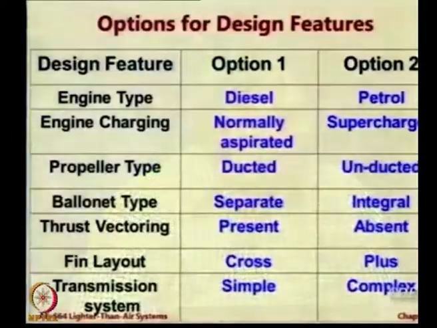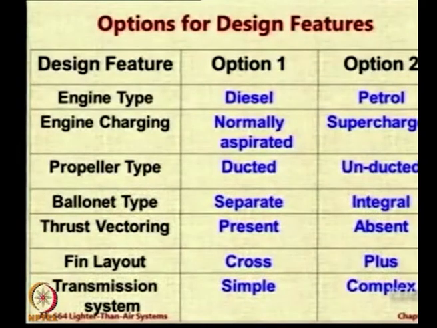The next important thing is what kind of options or configurational features a designer would like to study, because the user does not tell you all this. The user says, I want an airship which does this, but based on your own knowledge and experience you decide, should I use a diesel engine or a petrol engine? How will you choose between diesel and petrol engine? How will you decide?